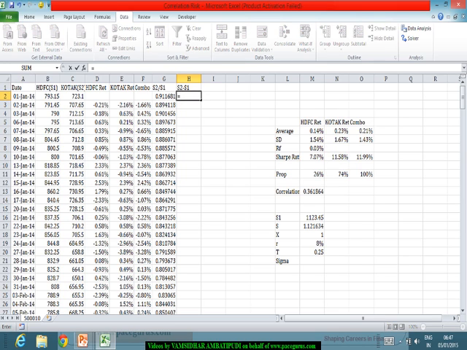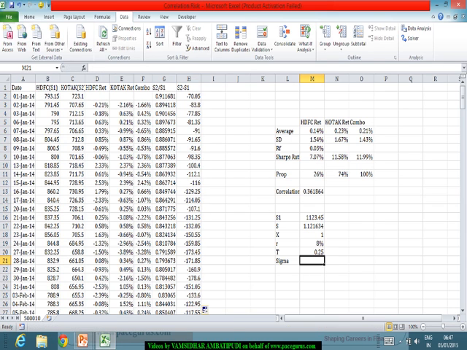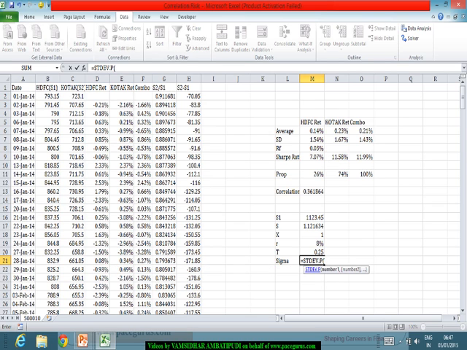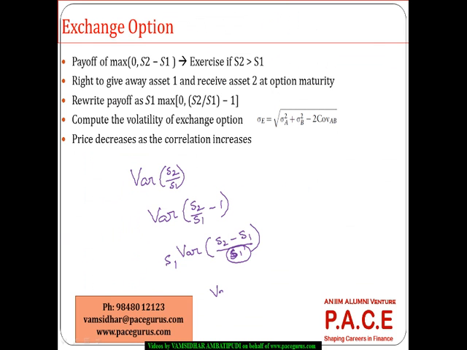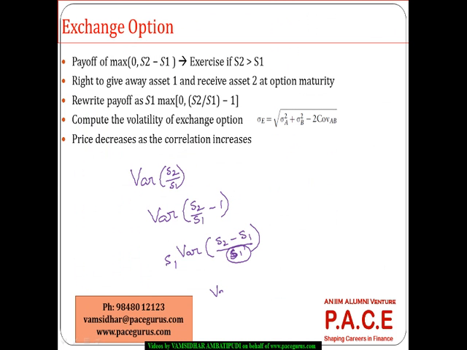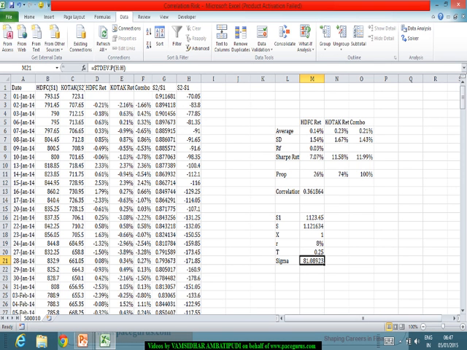Now when I'm taking S2 minus S1, it is going to be this one. So I can take the variance of S2 minus S1, wherein I will take the standard deviation of S2 minus S1, which is coming out to be this much. So this is the standard deviation that is coming out. I could very well take sigma 1 squared plus sigma 2 squared minus 2 covariance of these two.